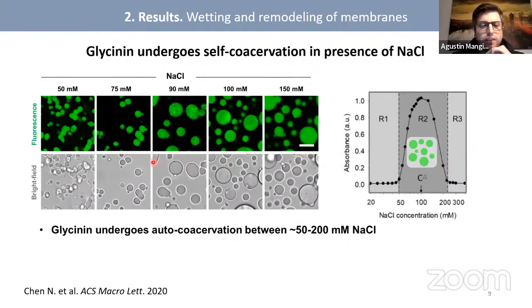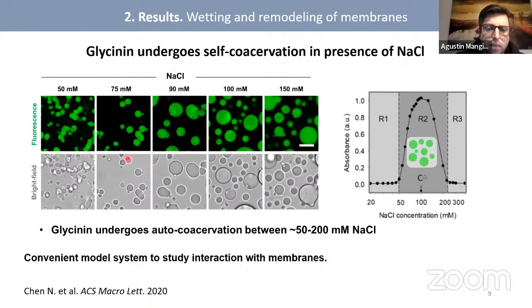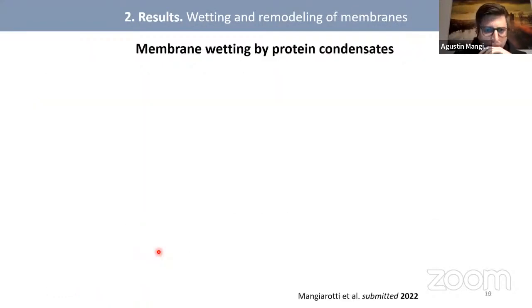So it's a really simple system to use as a model. And on top of that, the mechanism of phase separation has been explored before in the lab. So we use these droplets, put them together with GUVs, and this is what we got.